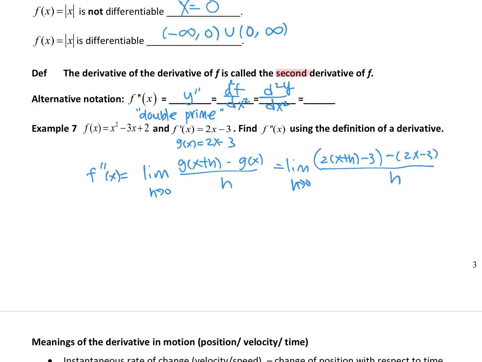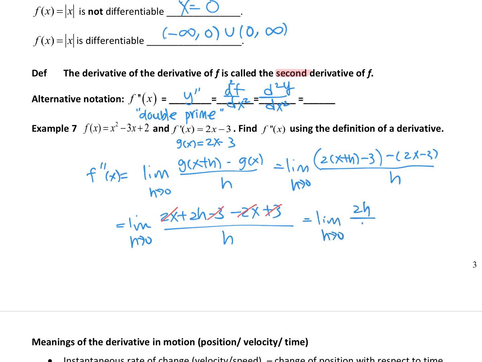All right, so I'm going to just multiply it all out. 2x plus 2h minus 3 minus 2x plus 3. Right, so that's going to be the limit as h goes to 0 of 2x plus 2h minus 3 minus 2x plus 3 over h. In a lot of cases, if you did it correctly, you're going to see a lot of cancellation here. So then what do I get? I get the limit as h goes to 0 of 2h over h. Oh, okay, h cancels out. So there's 2, just 2. Okay, so the second derivative is just 2.